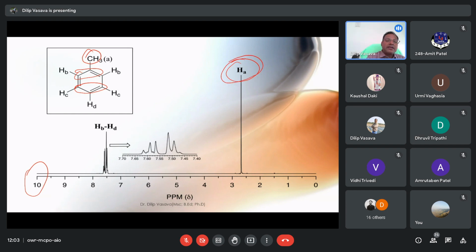Now here you are getting the multiplets. Benzene gives multiplets because of the number of protons. So here 1, 2, 3, 4, and 5 protons are there. Out of that, these 2 protons are the same, these 2 protons are the same, and this one is different. That is why it looks like a triplet, but it is a multiplet, between 7 and 8.